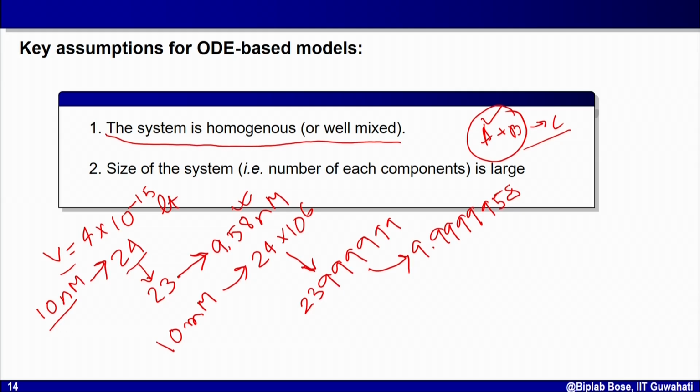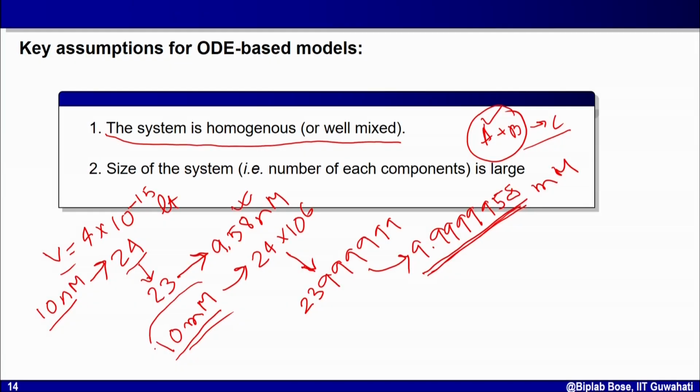58 or similar to that. So what I want to show here is that if you have 10 millimolar, this is also millimolar, a change in one copy of the molecule will cause only a slight change in the concentration. So remember, here the concentration change is not abrupt.